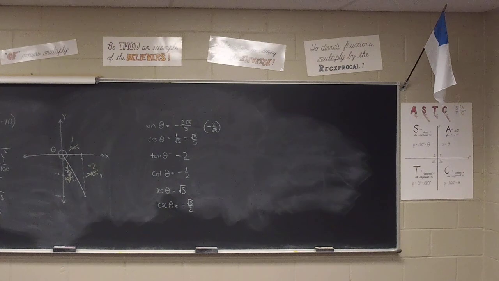Look over at the top of the next page. It says, identify the quadrant in which theta lies. Look at number 20. It says here that the tangent of theta is less than 0. What does less than 0 mean, class? Negative. So tangent is negative.